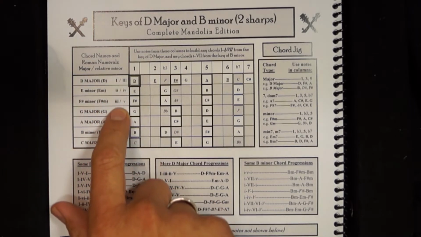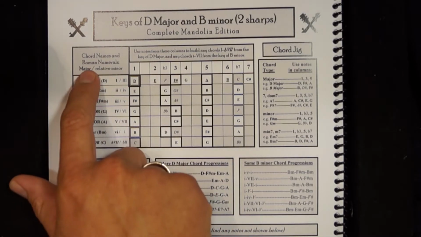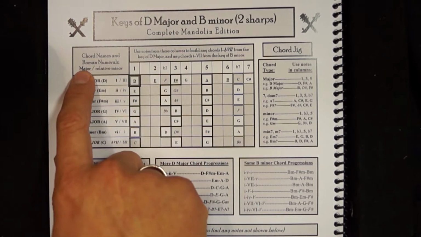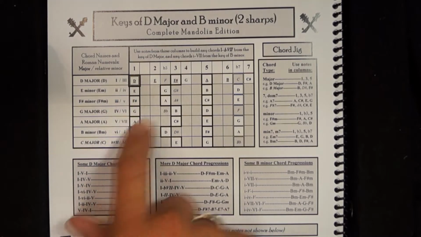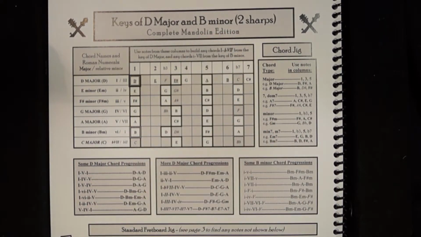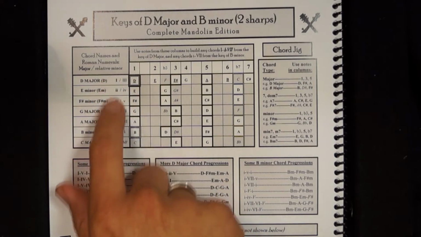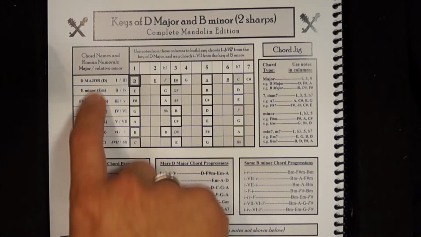I need to know that my major chord Roman numerals are in bold here. So the D major key chords, the Roman numerals are all in bold, and then the second set of Roman numerals has to do with the relative minor key, and we're not going to worry about the relative minor key today.